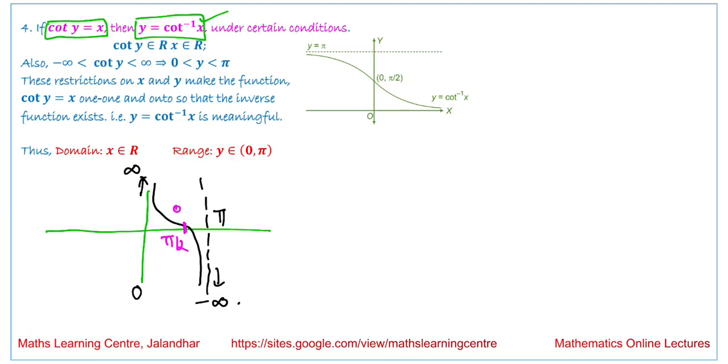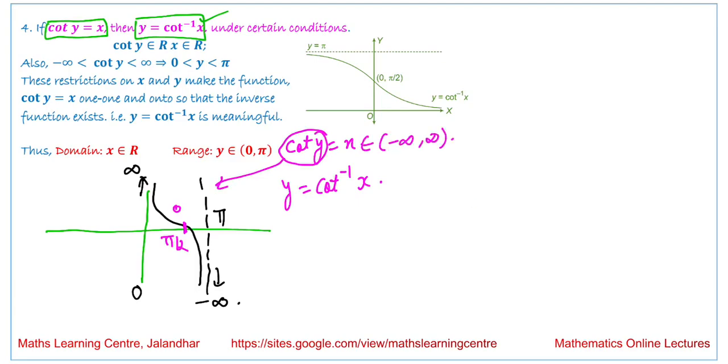So what we can see is, when we are talking about the function y is equal to cot inverse of x, this corresponds to the function cot of y is equal to x. So what is the range of this function cot of y is equal to x? The range of this function is minus infinity to infinity. It means the domain of this inverse function is minus infinity to infinity.